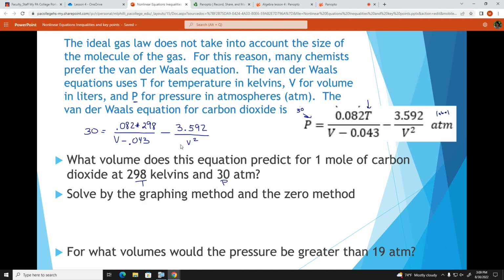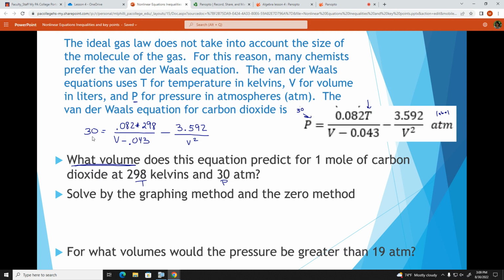So it tells us here, what volume does the equation predict for 1 mole of carbon dioxide at the 298 degrees Kelvin and the 30 atm. So it is asking me what volume, and so I'm actually supposed to solve this for V. And when I look at this formula, V is in the denominator and V is squared in one place, so this is not something that's easy to solve by hand, and so I'm going to follow their direction and solve by the graphing method and also the zero method.